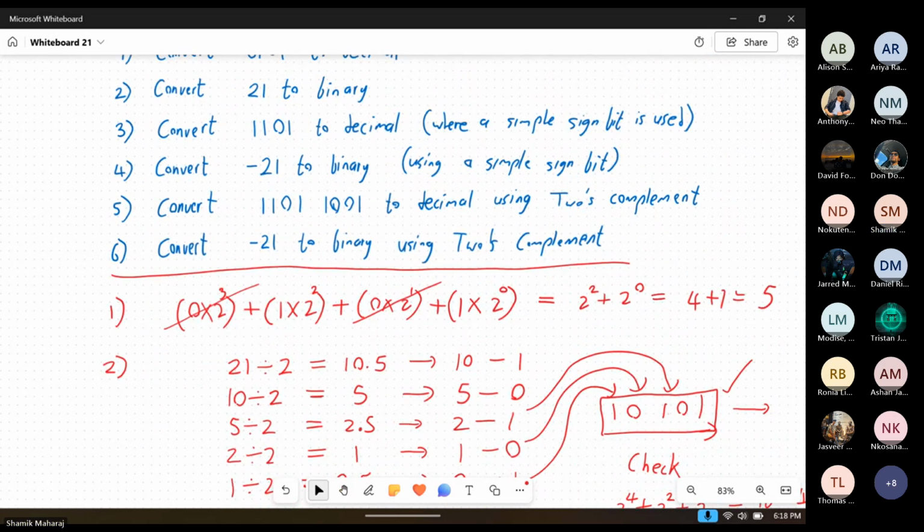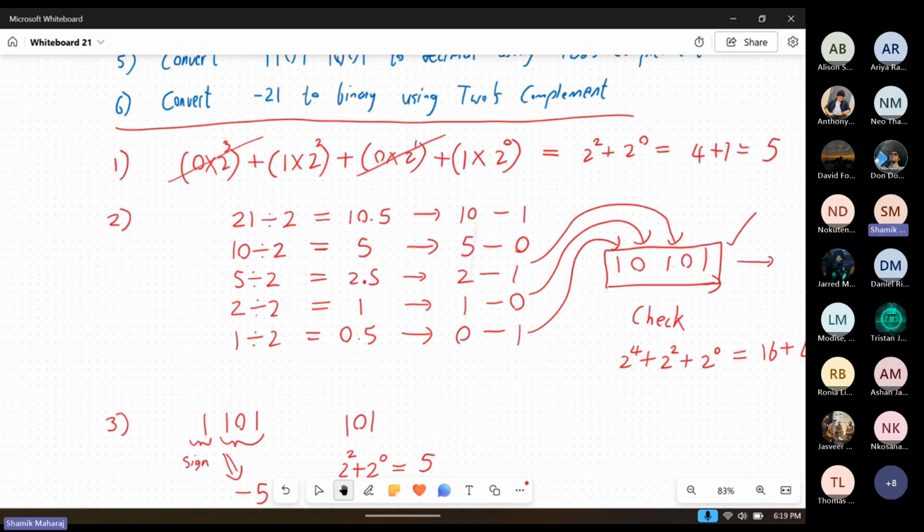Okay. Next question is convert negative 21 to binary using a simple sign bit. So let's just see, what do we do for this? We just basically convert 21 to binary, which we've done already in question 2. And for this, it's important that we use a standard of 8 bits. So get an 8-bit number which represents 21, and then make the first bit a 1. That makes it negative 21.